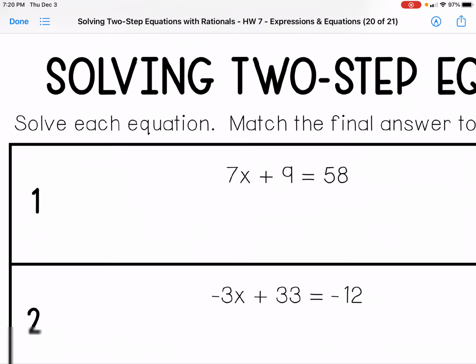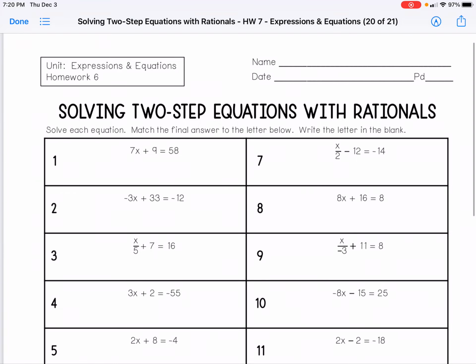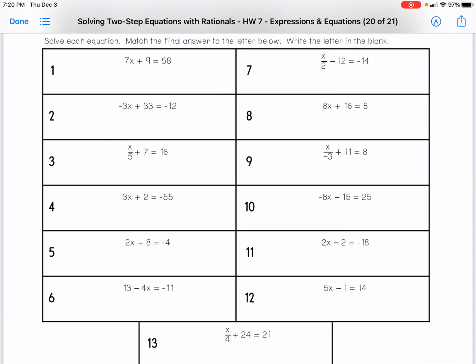This is your homework or classwork. Hopefully you got done and it was not for homework. Let's go over this real quick. There are 13 of them.